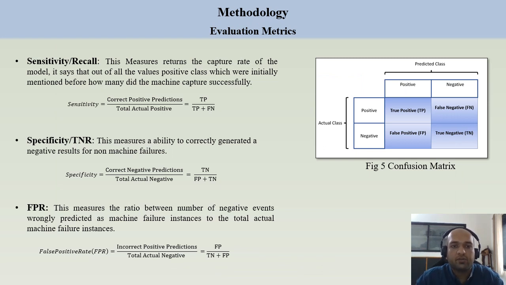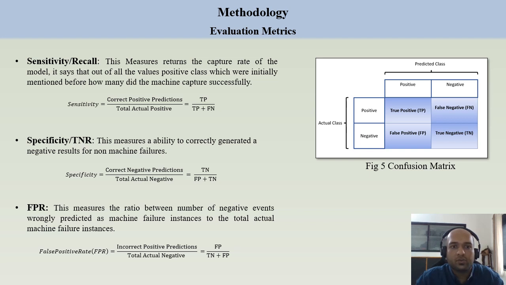First is sensitivity or recall. This measures the capture rate of the model. It says that out of all the positive class values which were initially mentioned before, how many did the machine capture successfully? That is, correct positive predictions to the total actual positives.